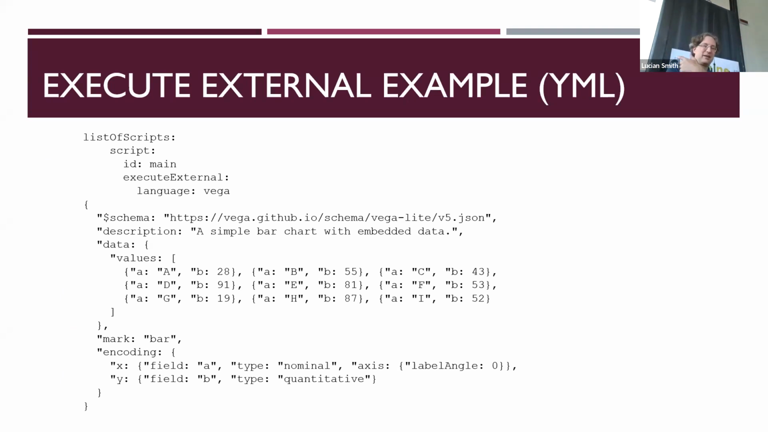So in YAML, this is how this might look. You say I'm executing external, it's Vega, and here it is. Again, what those local variables are is a question, and it would have to be answered for each different external language. Right, out of the script, out of the local variables of the script.